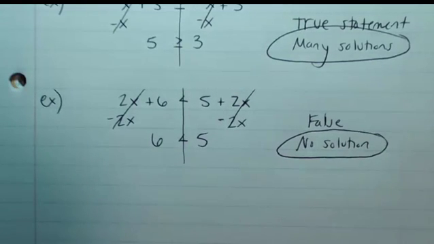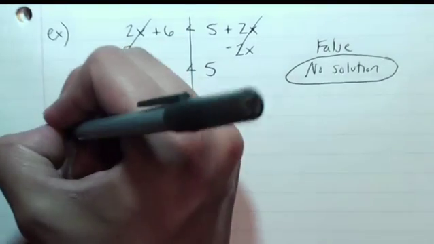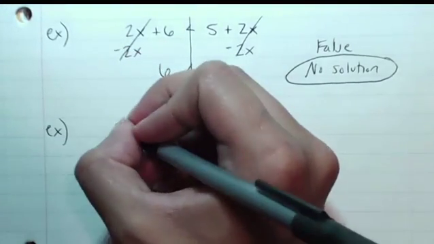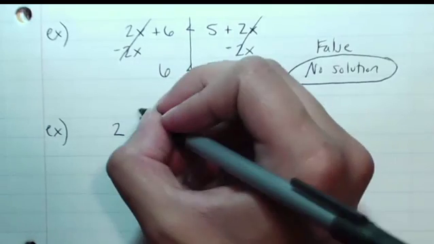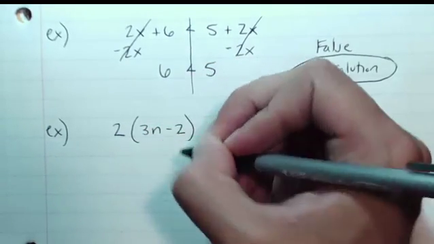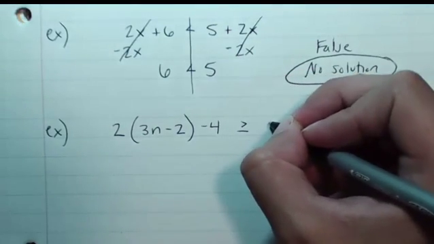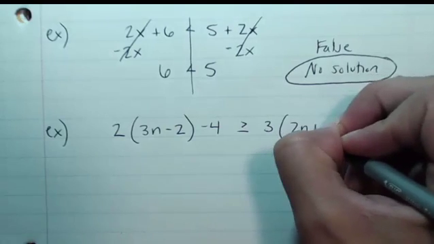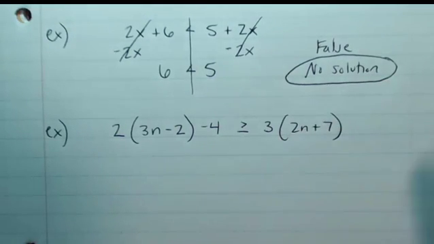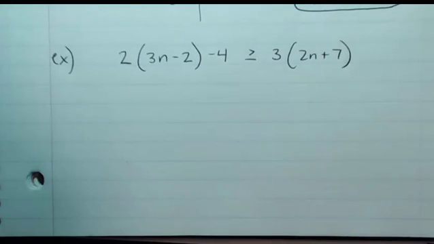Now I want you to try one hard one. This is the last thing we're going to do before you get your homework. I want you to try and solve this one. 2 parentheses 3n minus 2 minus 4 is greater than or equal to 3 parentheses 2n plus 7. Take a second to work on this by yourself or with the person next to you. Check your answers, and then when everyone's close to being finished, we'll go over it together.